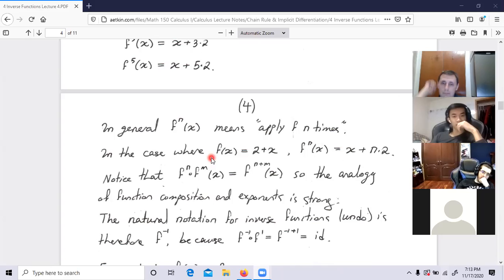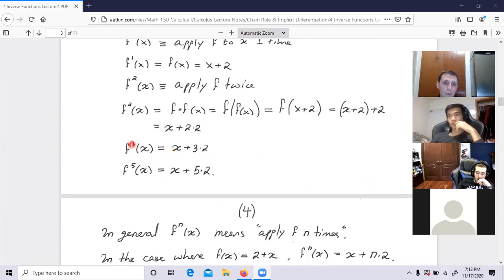Wait, shouldn't it be, because you're adding 2, right? Shouldn't the next one be like, instead of 3, it's supposed to be 4? If I'm not going crazy. No, the next one, but it's 5. I skipped. Oh, okay. Never mind. All right. I made the next would be 4 times 2, right? Because I added 2 4 times. Okay, so it makes sense.